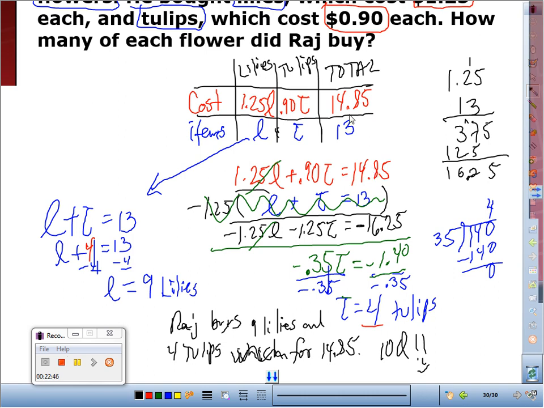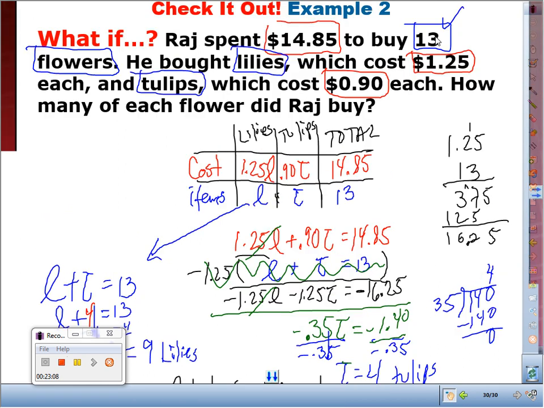Here? This is the cost. What was the total cost in money? How many items did he buy, according to the information here? 13. Okay?